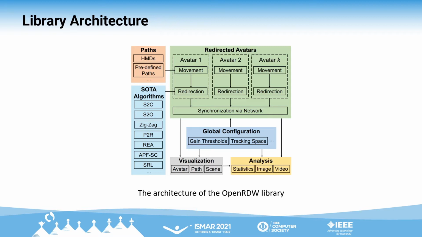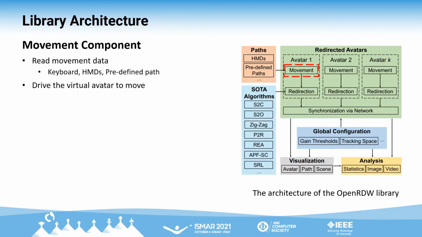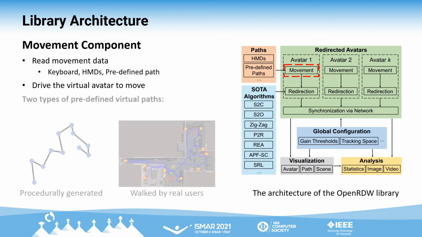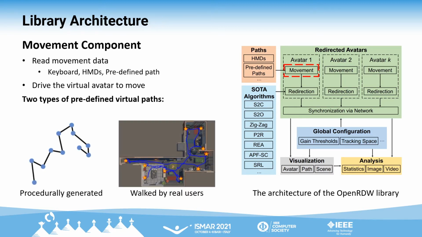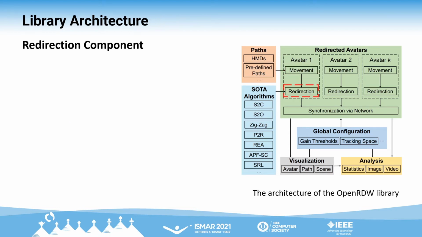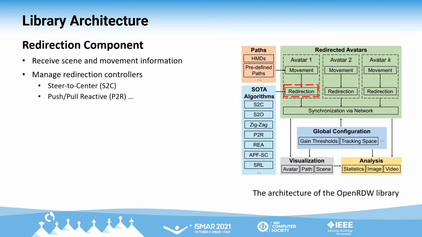The architecture contains several basic modules and components. The movement component reads data from an input device or a predefined path to drive its avatar. Predefined paths are mainly used for automatic simulations, and these virtual paths can come from procedural generation and real-user walking experiments. The redirection component receives the information of the virtual scene and avatar movement to compute gains in real time.